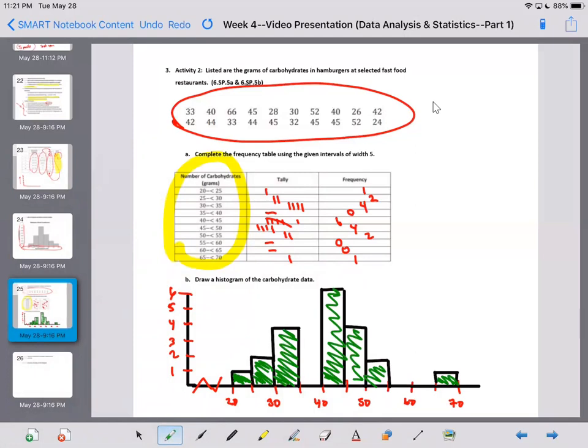And this would be your histogram. And we can see that that center is somewhere kind of around in here. Center of that data set would be represented there.